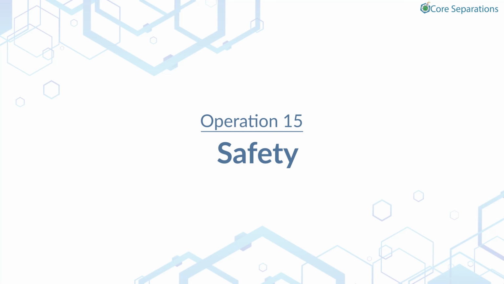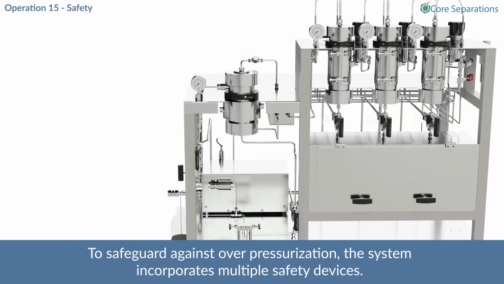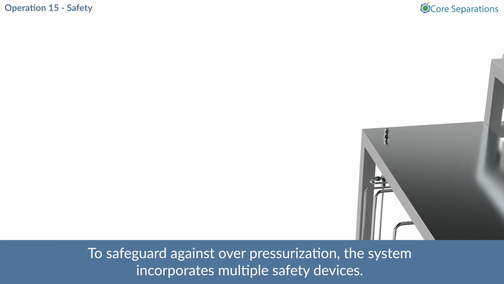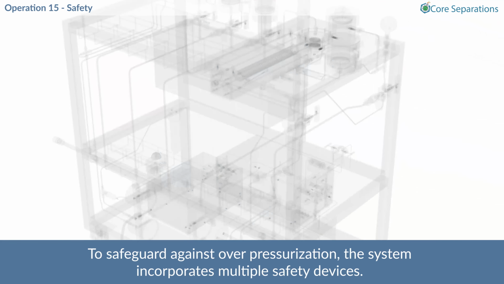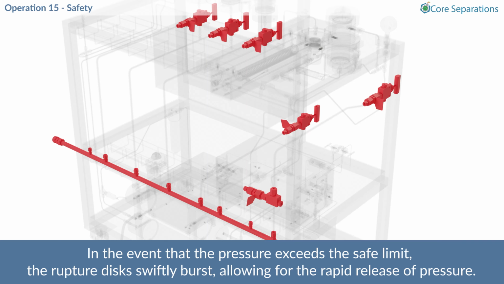Operation 15. Safety. To safeguard against overpressurization, the system includes multiple safety devices. In the event that the pressure exceeds the safe limit, the rupture discs swiftly burst, allowing for the rapid release of pressure.